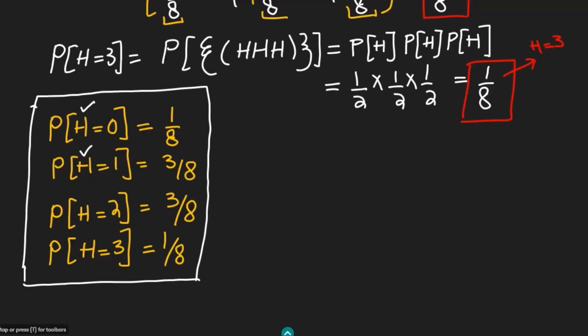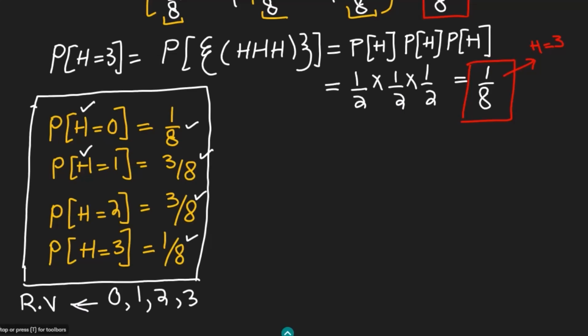These 0, 1, 2, 3 are the values of a random variable, while these 1 by 8, 3 by 8, 3 by 8, 1 by 8 are the probabilities of these random variables. So one way is to describe them numerically, the other way is to plot them on a graph.